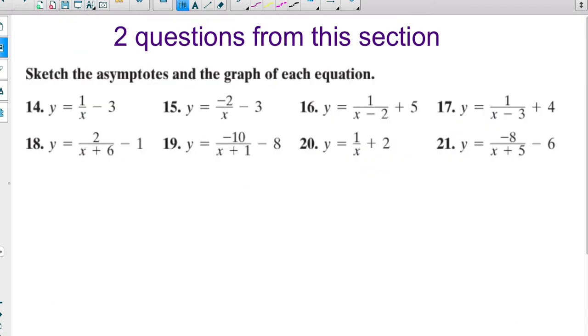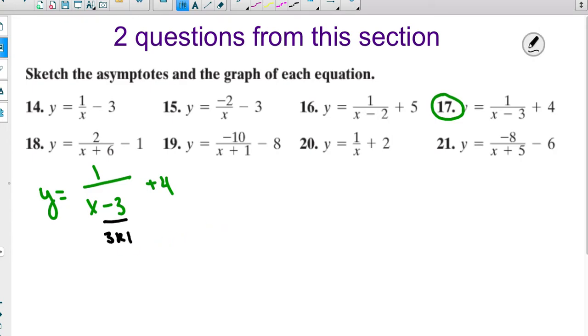Okay. All right. Now from the next section, there are 2 of these, and these are different than the other one because you have stuff going on down here. I did 18 in class for 2 of the 3 classes. So let's take a look at number 17. So you have y equals 1 over x minus 3 and then plus 4. Okay, so this tells me that I'm going 3 to the right, and then this plus 4 tells me that I'm going up 4 with respect to my asymptotes.